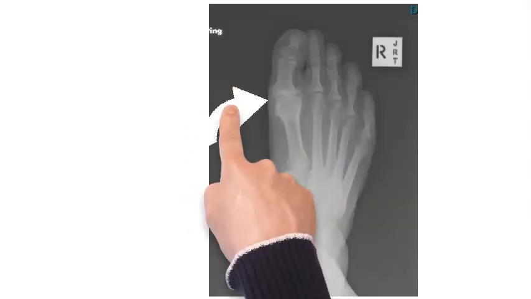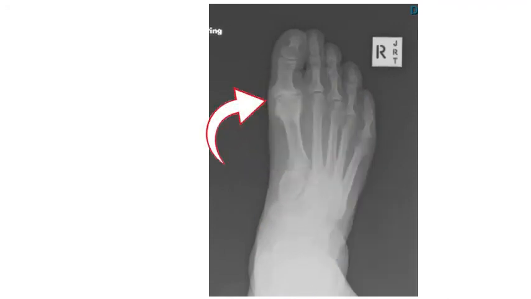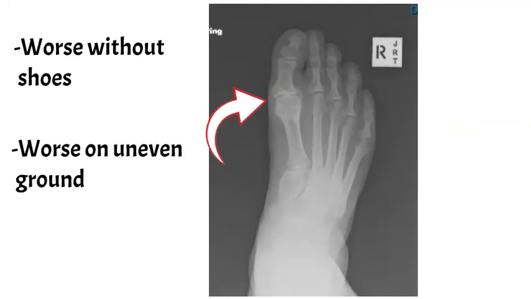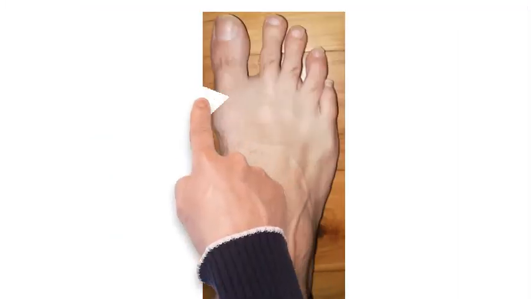Now, the fourth condition is hallux rigidus, which basically means arthritis of the joint of the big toe. And rigidus just means it doesn't move much anymore. So this is an x-ray showing arthritis of the big toe joint called the MTP joint. Patients with this problem will often have difficulty walking without shoes because the joint can't really cope with the stress of uneven ground. It's worse on things like sand and hills and those sorts of things. They might feel a clicking or a catching and have difficulty doing things like running and pivoting.